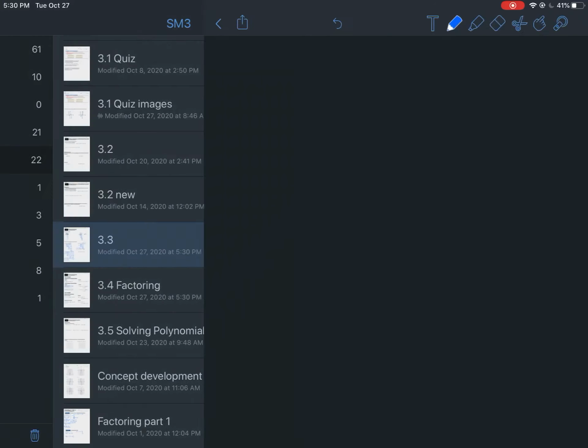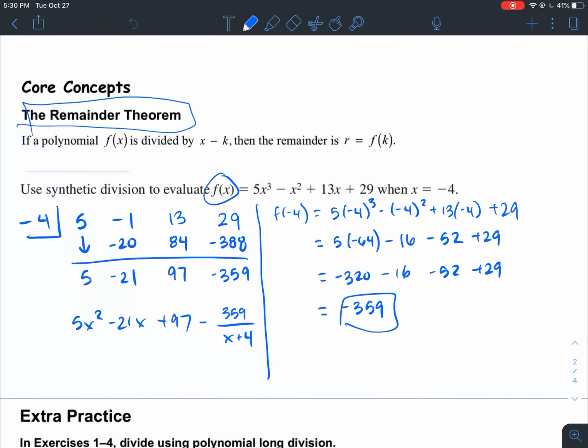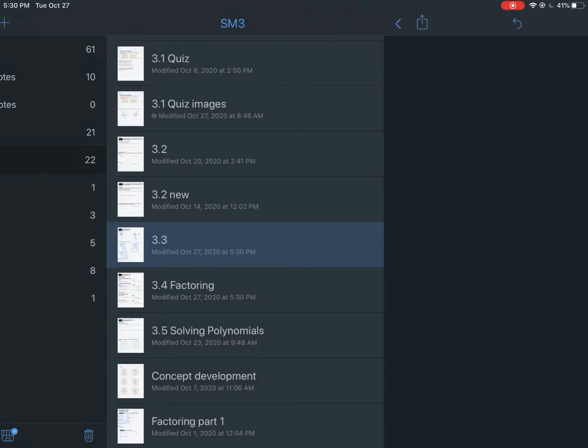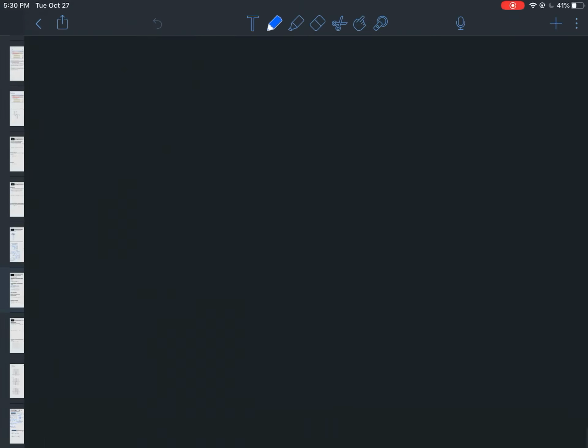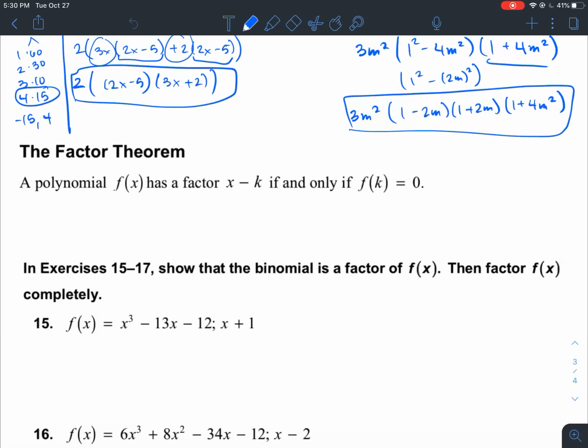Okay, so in the remainder theorem, we basically said that to find the remainder, you can just plug a value into the function, and you can find that remainder. Similarly, the factor theorem says that if x minus k is a factor of a function, then f of k will equal 0.